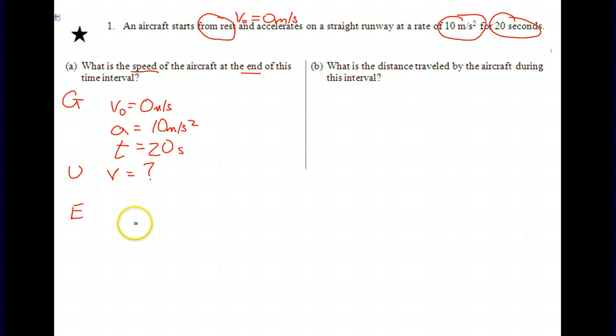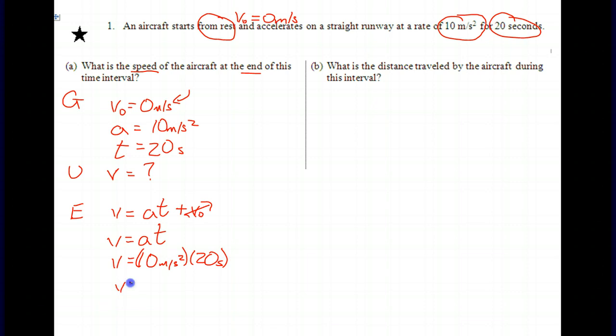You'll find in your equations that the final velocity is equal to the acceleration multiplied by time plus the initial velocity. Well, your initial velocity is 0, so we don't have to worry about that. We just do the acceleration multiplied by time. Let's plug in our numbers: acceleration being 10 meters per second squared and time being 20 seconds. 10 times 20 is going to give us 200. And since it's a velocity, it'll be meters per second.